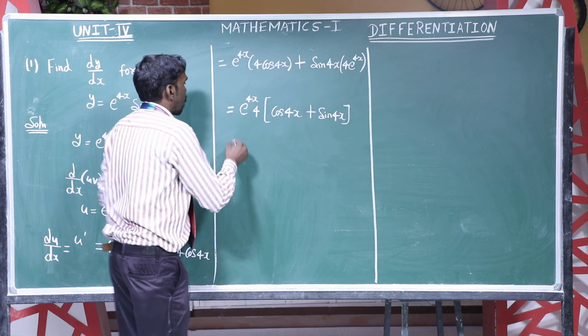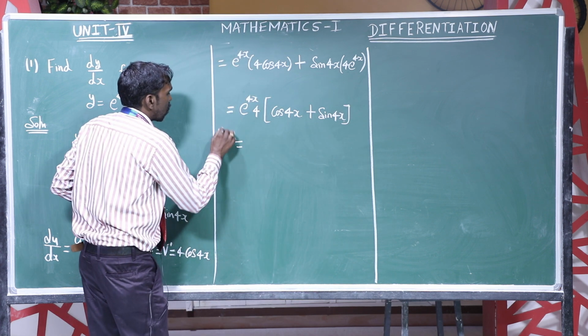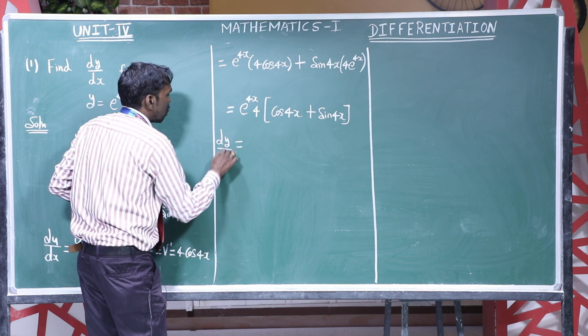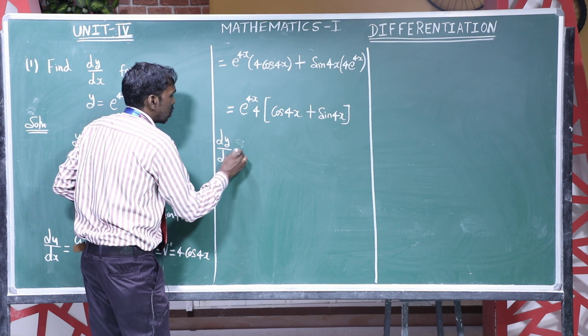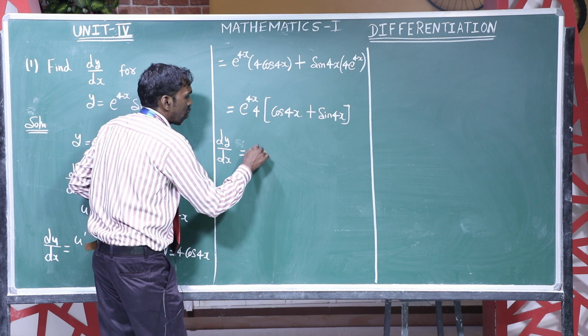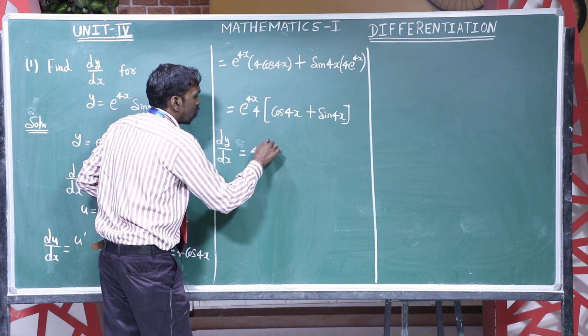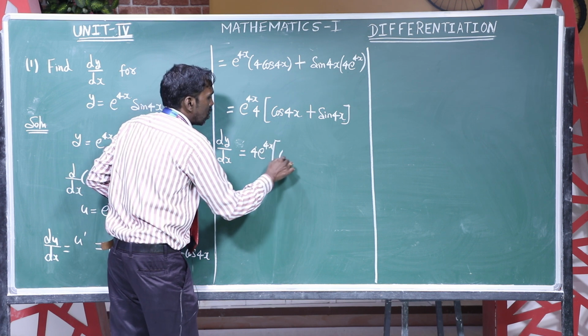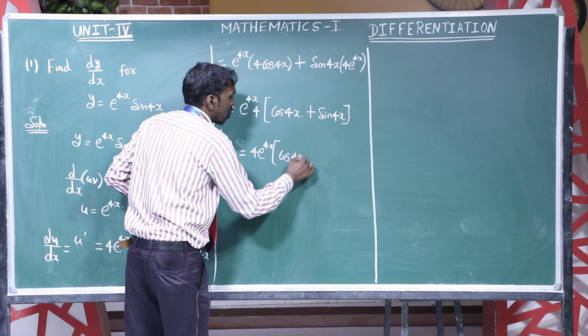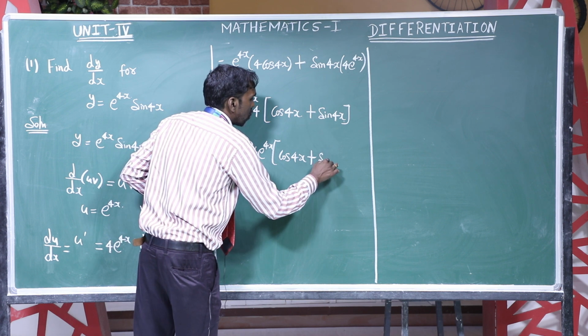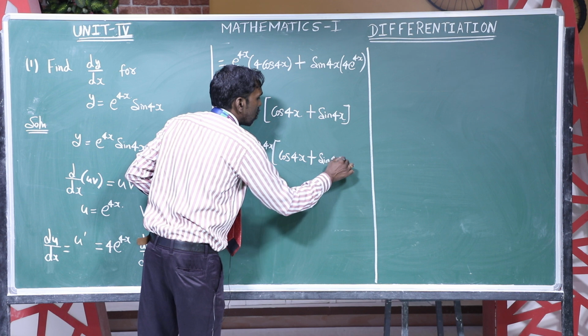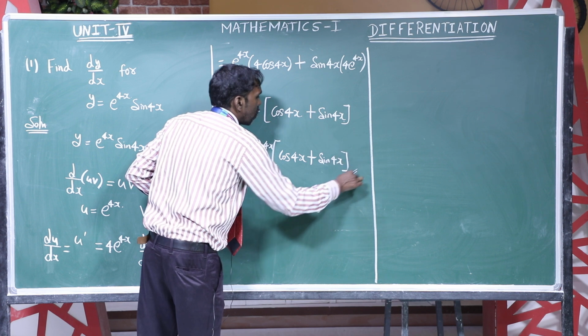This is our dy by dx. What is the dy by dx here? This is our derivative of the y function. So this is 4 e power 4x into what? Here cos 4x plus sin 4x. So this is our derivative of the function.